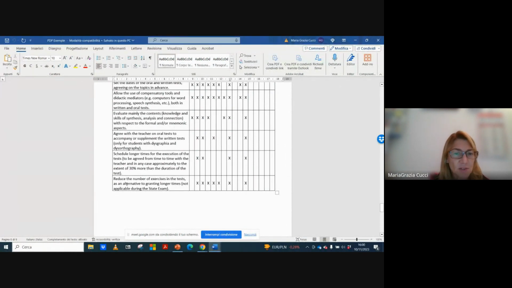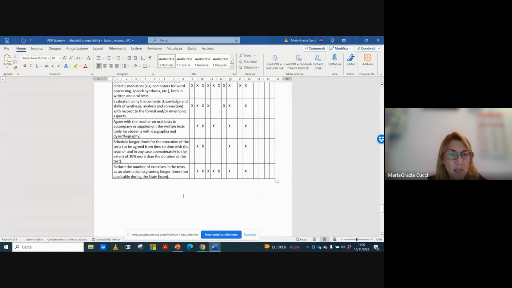And last of all, reduce the number of exercises in the test as an alternative to granting longer time. This part is not applicable during the state exam. In Italy, we have a state examination at the end of each period of school. So you have it at the end of primary school, sorry, at the end of the secondary school of the first grade, and the end of vocational school, and the end of secondary school.